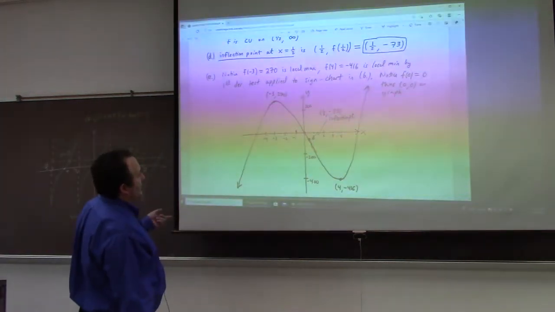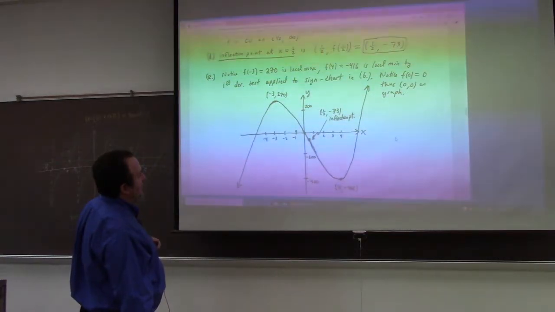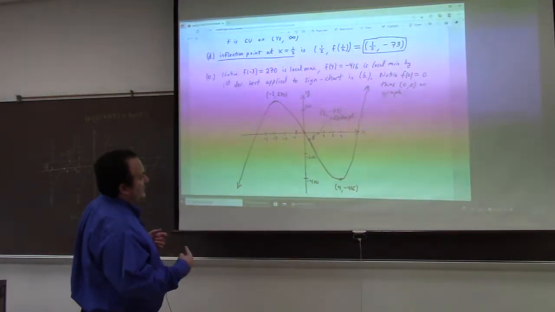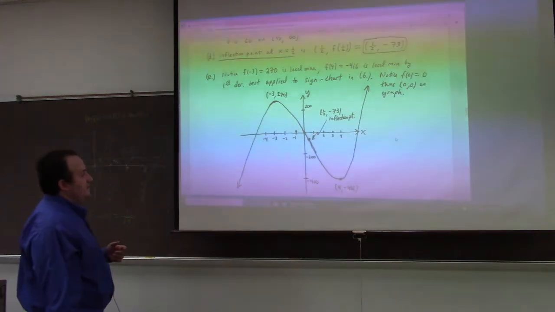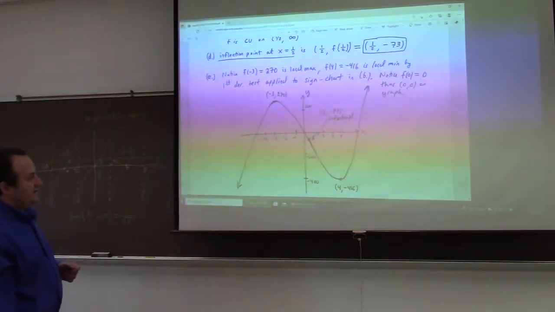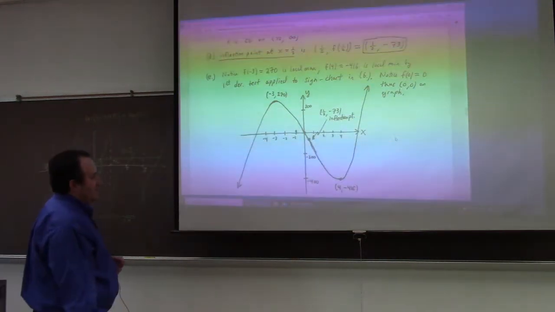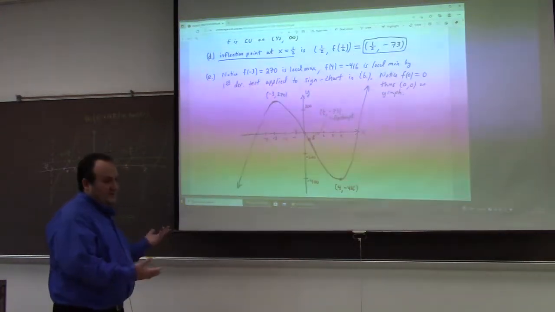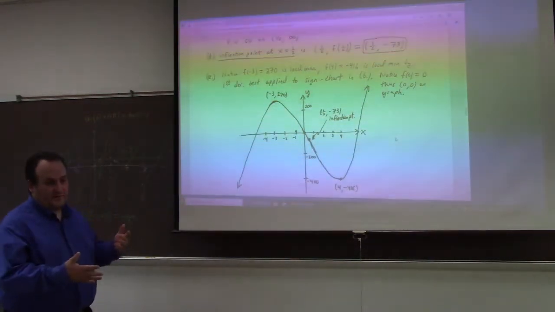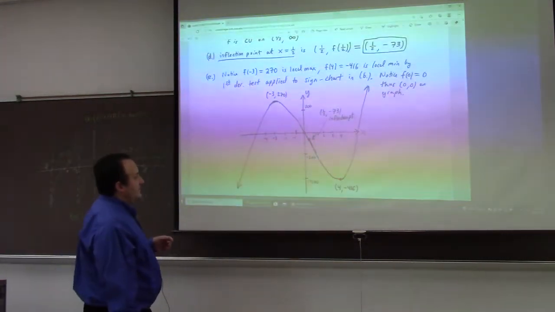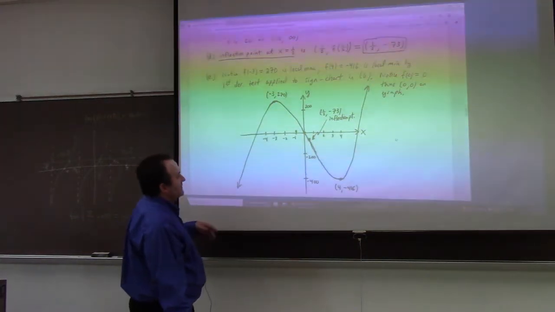So f of -3 is 270. It's a local max. F of 4 works out to -416. It's a local min, by the first derivative test applied to the sign chart. f of 0 is 0, just that you can see from the original formula. There's no constant term. And so the graph looks something like this.